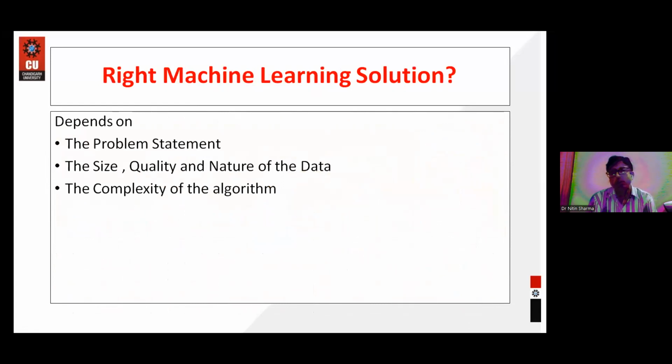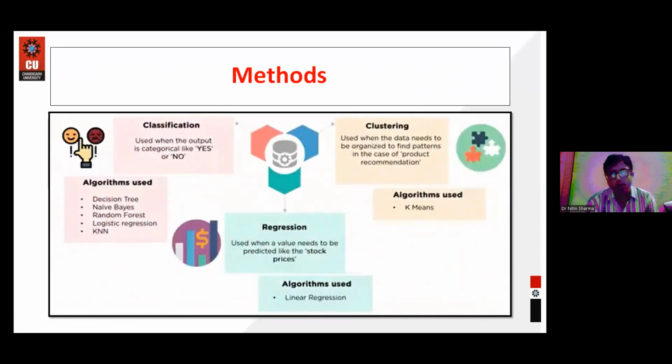So the right machine learning algorithm to be used depends, number one, on the problem statement on which we are going to apply it. It also depends upon the size, quality, and nature of the data, and the complexity of the algorithm. Depending upon the methods, we have classification problems, where the answer should be in yes or no form. We have different algorithms; I am not going into detail. Clustering is used when the data needs to be organized to find patterns, as in product recommendation. Regression is used when a value needs to be predicted, like stock prices.